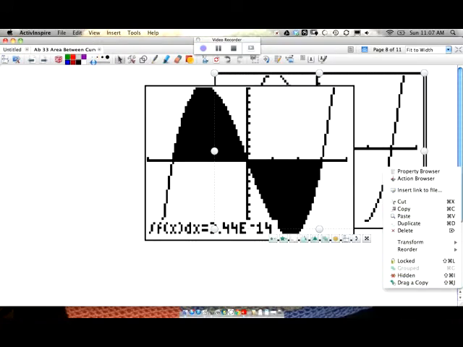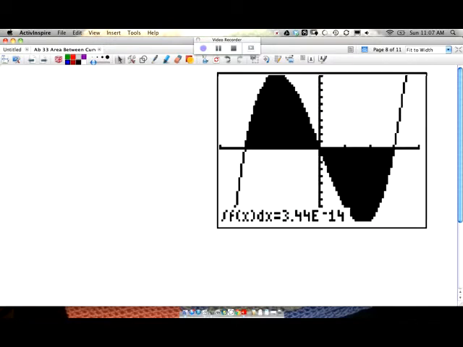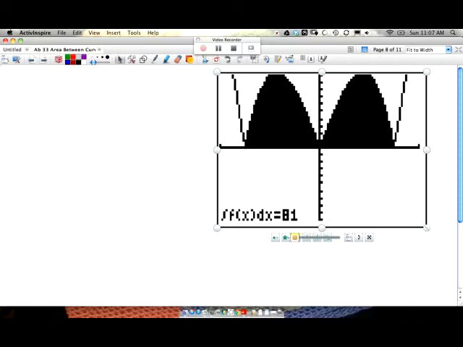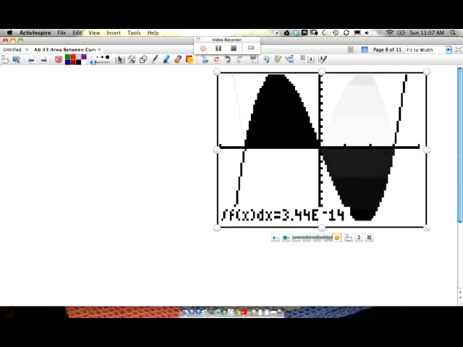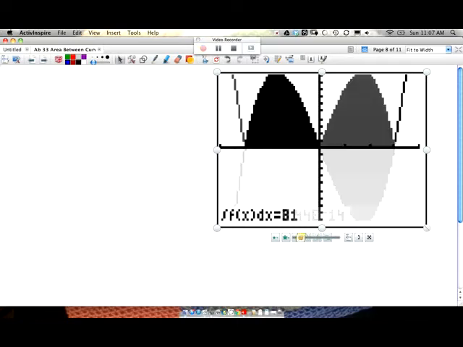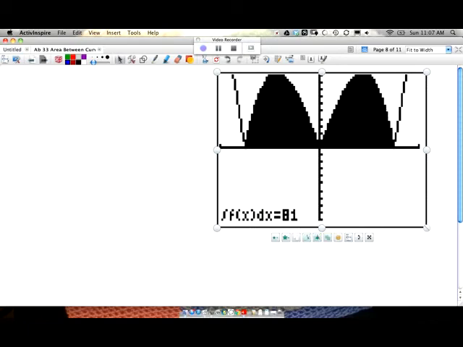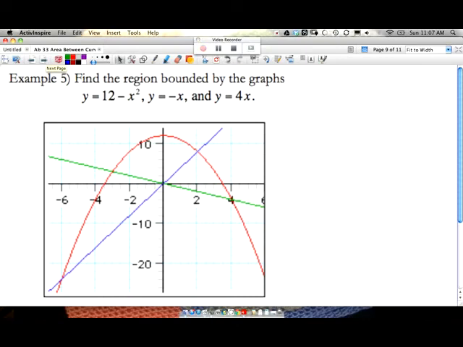So let's see what's really going on here. We can delete this middle one. Delete, delete, delete. Okay, so here's what happens. When we got this positive and negative area, but we want to flip the second piece up to the top by taking the absolute value, now we get two positive areas instead of one positive and one negative. When we take the absolute value, it flips it up. That is the advantage of using a calculator. It is awesome. All right, let's keep going here.